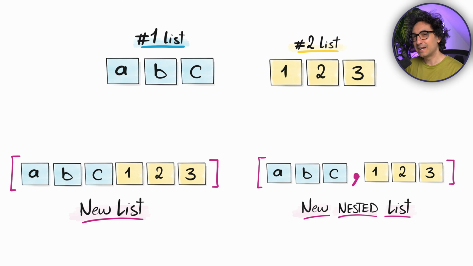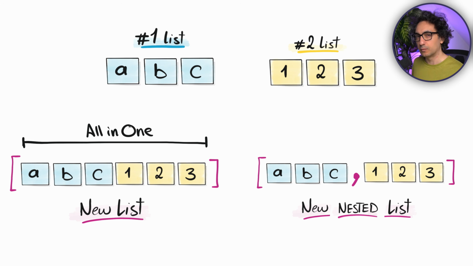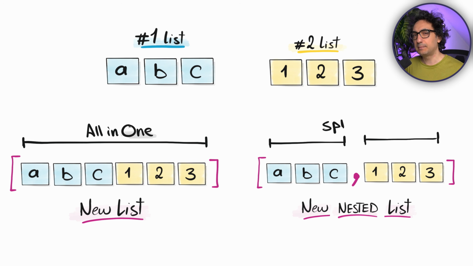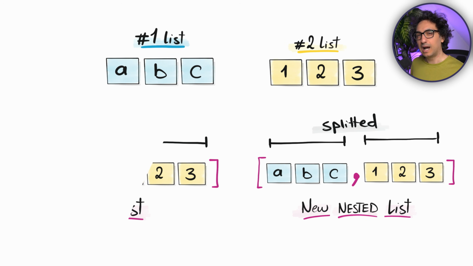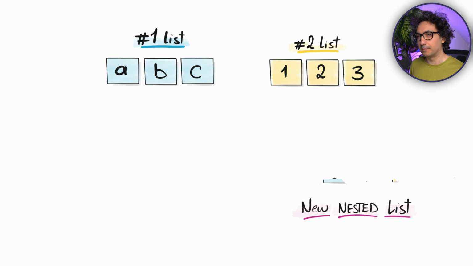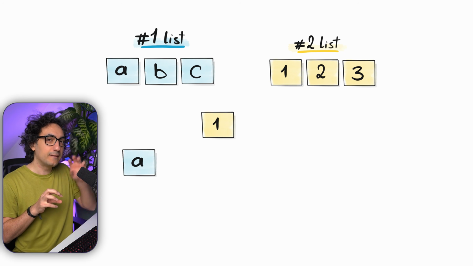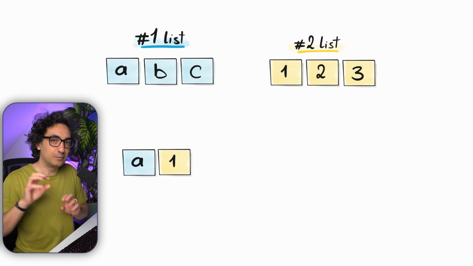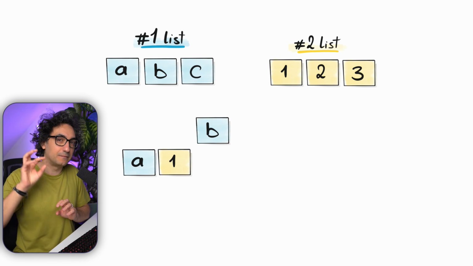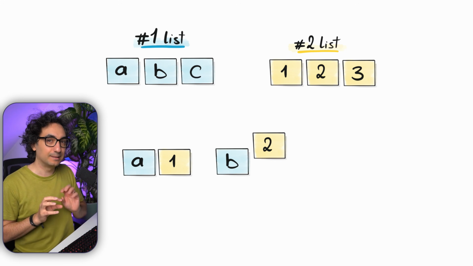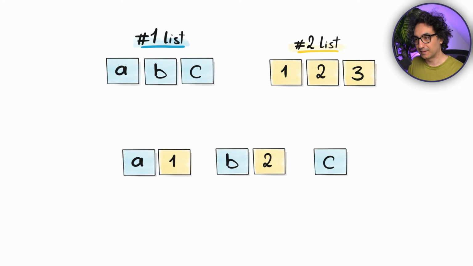Okay, so now let's have another scenario. Let's say that I don't want to have one flat list with all the items, and at the same time I don't want to have everything isolated from each other. So both of them are really extreme for me. How about pairing them up? We take the first item from the first list and put it together with the first item of the second list. Then we take the second item from the first list together with the second item of the second list. If you keep doing this, you are pairing the items from the two lists.